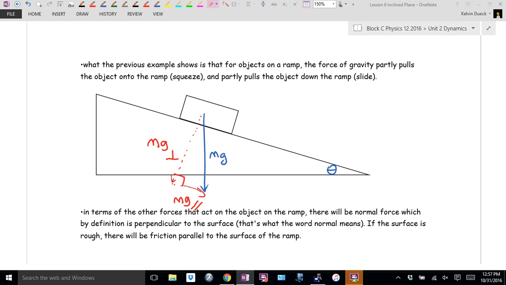However, is this block sinking into the ramp like quicksand? No. Is it flying into the air like Superman? No. So there has to be a normal force. Now remember, the normal force is always going to point out at a right angle from the ramp. How big is it going to be? This big. The same size as mg perpendicular, because mg perpendicular pulls it in, the ramp pushes out. So I'm going to go back to blue because this is on my free body diagram. I drew that line about the same length as my mg perpendicular.